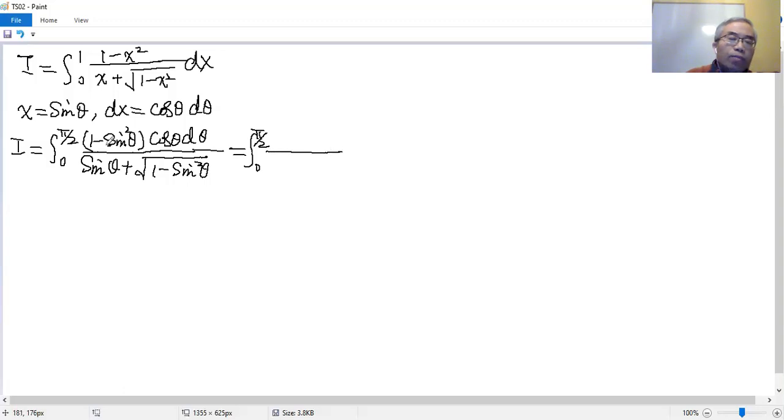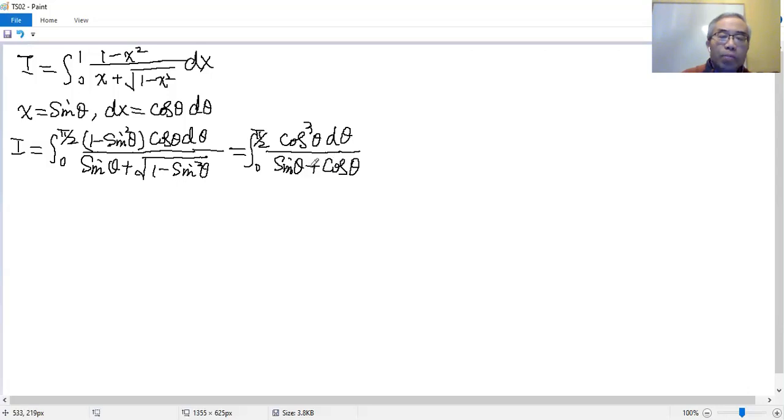The top, 1 minus sine theta squared equals cosine theta squared, times cosine theta, so equals cosine theta cubed d theta. The bottom, sine theta plus the square root of 1 minus sine theta squared, which is cosine theta squared. Take the square root, so we get cosine theta. At this point, you can see it is hard to integrate because we have a bottom here.